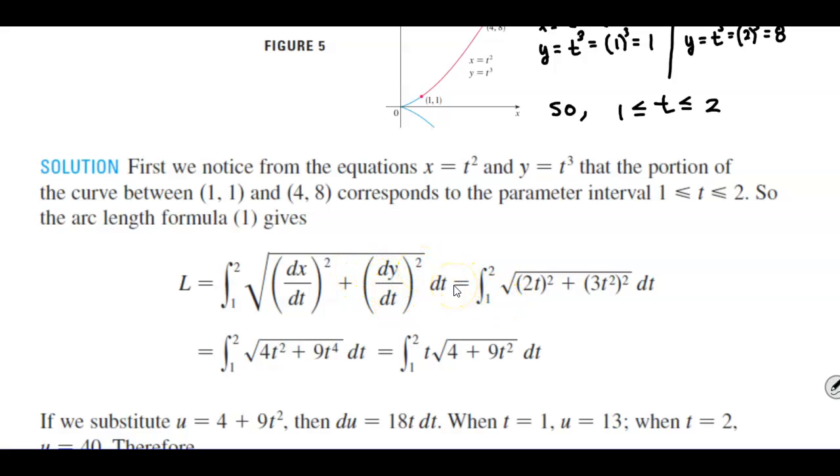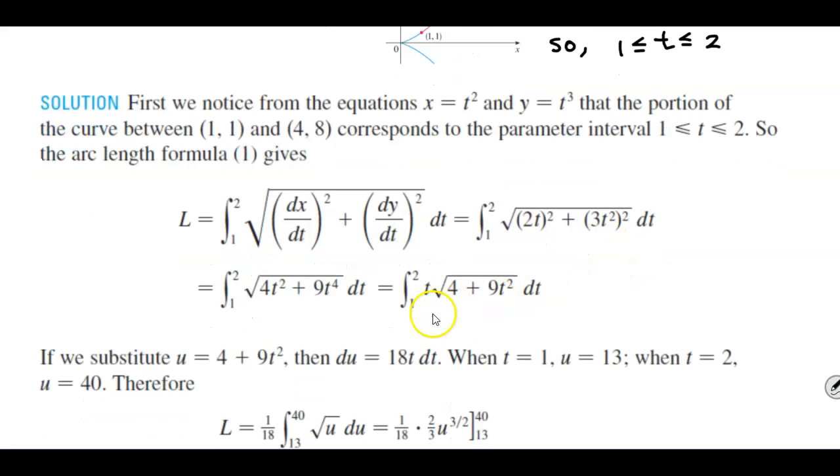So here is the first part. We're taking our integral from 1 to 2, and what is the derivative of t squared? Well, it's 2t, and then we square it. Plus, what's the derivative of t cubed? It's 3t squared, and we square it as well, and we end up with 4t squared plus 9t to the fourth, taking the square root of that, dt. And then ultimately we get the integral from 1 to 2. Now we can factor out a t because the square root of t squared is in both terms, so we end up getting t times the square root of 4 plus 9t squared, dt.